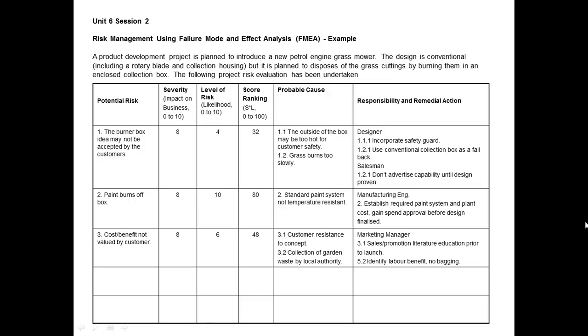The next heading is severity. We may have identified the risk, but how severe is it? And this is looked at in terms of impact on the business. You see, there may be risks that we could identify that may be severe technical risks or not severe, but their impact on the business may be nil, 0, very low, or 10, very high.